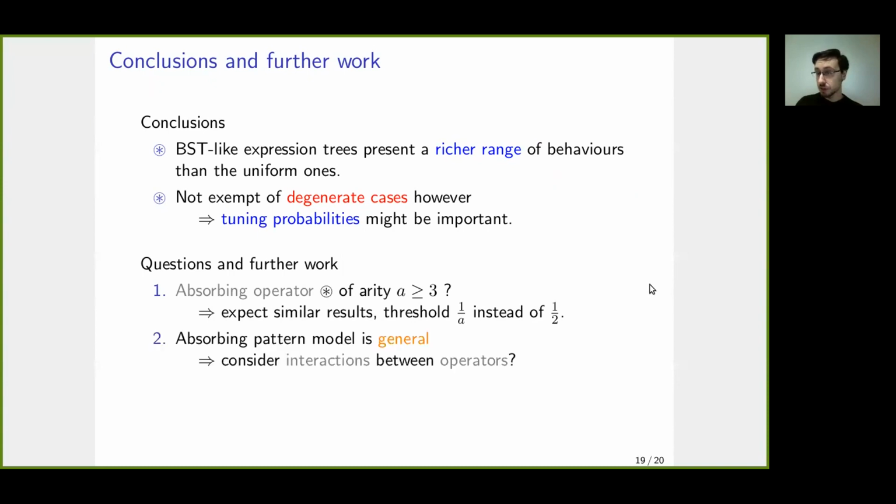And another interesting question would be, what happens if now we have several absorbing operators which interact between them? That's the case, for example, of and/or in logic. And that's interesting, in particular in the case of LTL formulas, because of course the operators interact, and that's where BST-like trees are quite used.